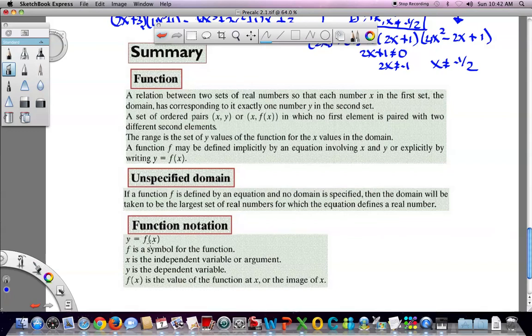So y equals f of x, then f is just a symbol, it's the name of the function. Independent is x, y is the dependent. Keep in mind that we also call that input and domain, and we would call this output and range. And then the last one says something about image: f of x is the value of the function of x. That means if you plug in x, f of x is what you get. And then that's it. Thank you.